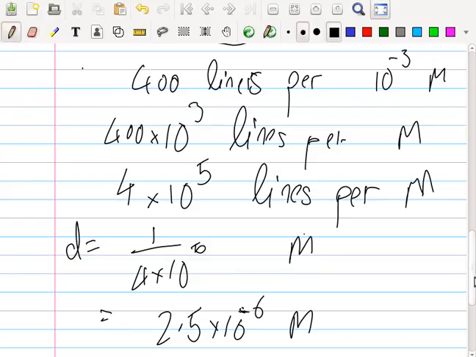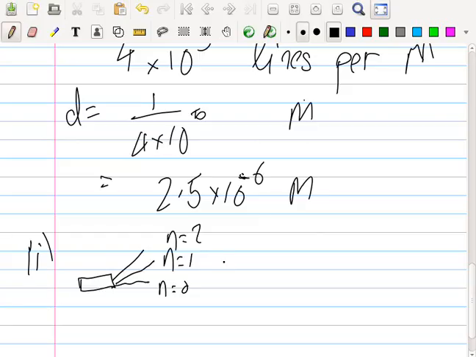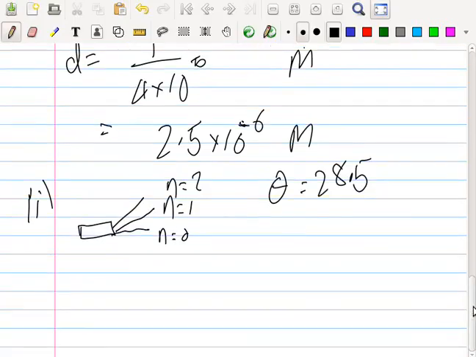Right. Now, part 2, you have your little light box, and you have n equals 0, n equals 1, n equals 2, and he says for the n equal 2, the angle is 28.5. We also know the distance. Yeah, we just worked it out there.